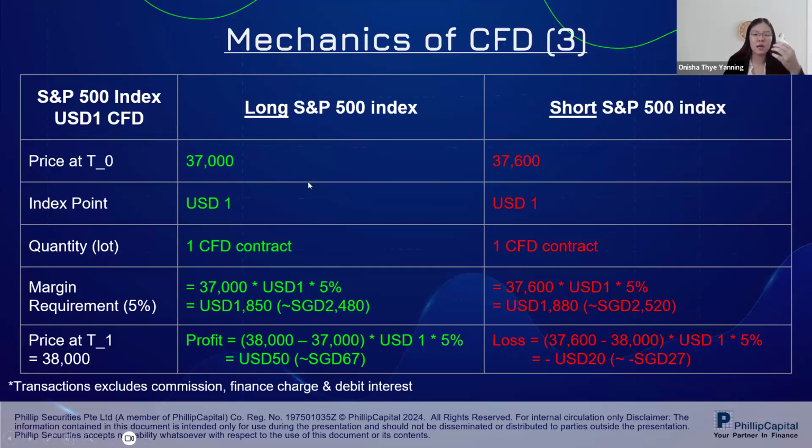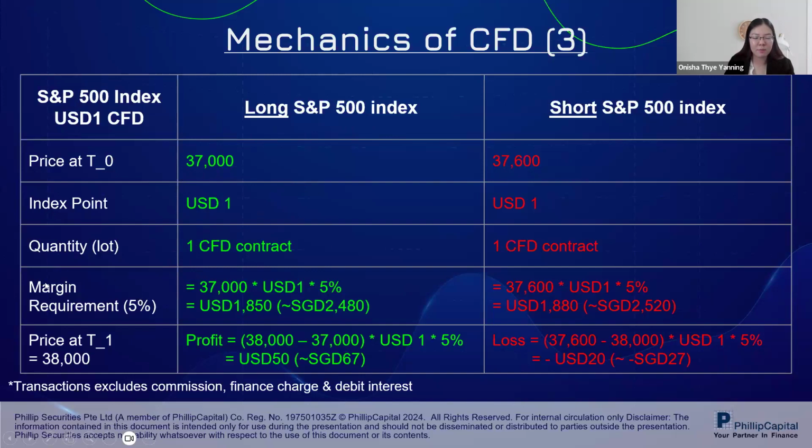Okay, so now the price at T0, let's say for example, you are buying it at 37,000. When you're long S&P 500, you are expecting the price to increase, right? Because everyone wants to make profit. So 37,000, the index point is 1. Every index point is worth USD1. The quantity, 1 lot, is 1 CFD contract. You can buy 1 lot.